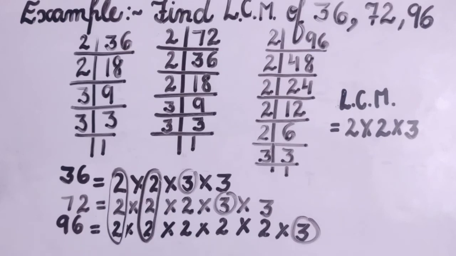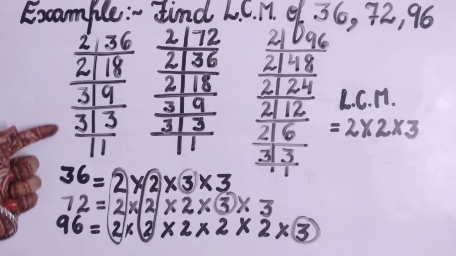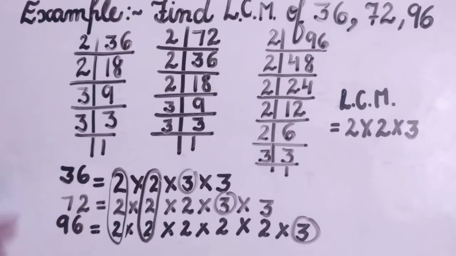Till now what we have done? We have found the prime factorization and represented the number as a product of the prime factors. Second step we have followed that we have circled the common factors which were common in all the three numbers. Now students, third step is we will circle the factors which are common in two numbers. Which are common in two numbers.